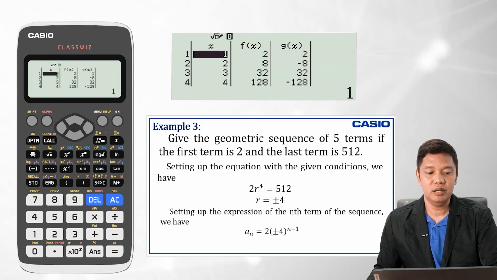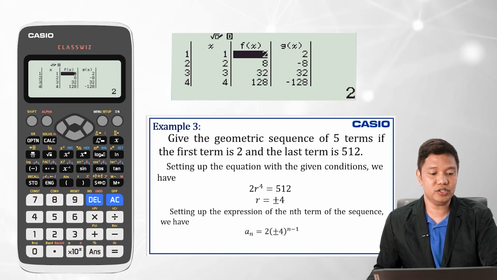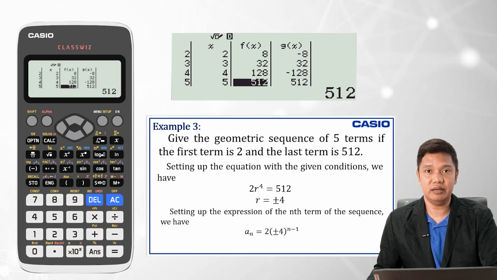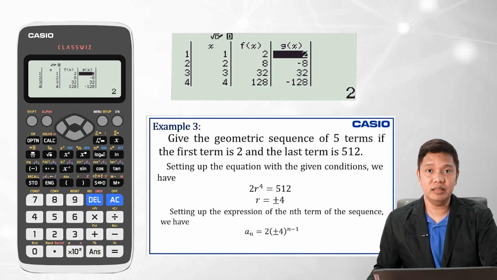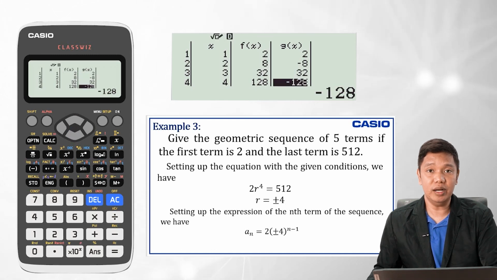Pressing equals, we have the first 5 terms of the geometric sequence with a positive 4 as the common ratio. We have 2, 8, 32, 128, and 512. For the geometric sequence with negative 4 as the common ratio, we have 2, negative 8, 32, negative 128, and 512. That's it for now.